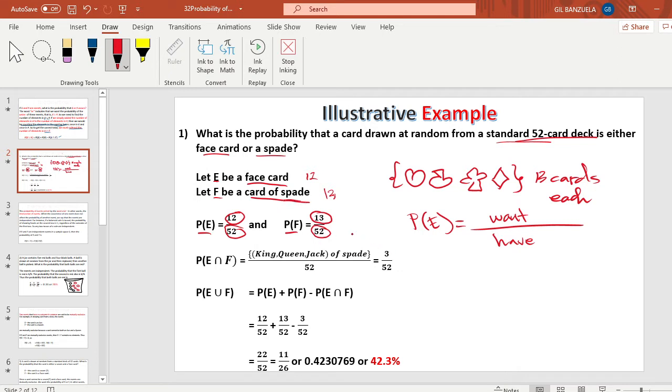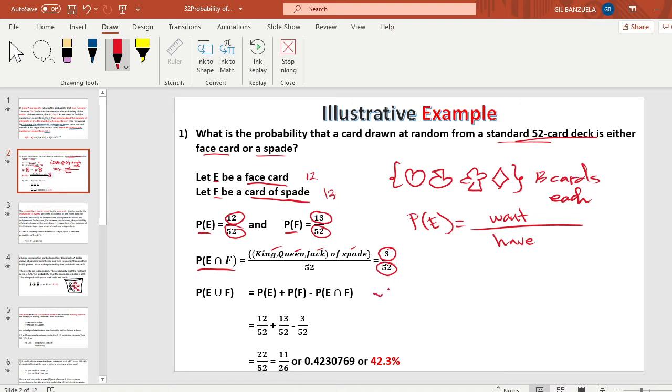And of course, based on our formula, we have to get the probability wherein the intersection of these two events may happen. So there are king, queen, jack who are spades, so that is the intersection between the two. This is both a face card and a spade card. So king, queen, and jack, that is 3 out of 52.